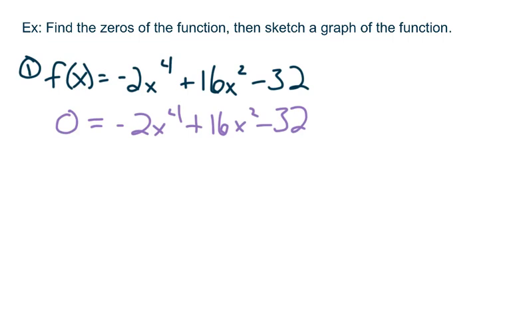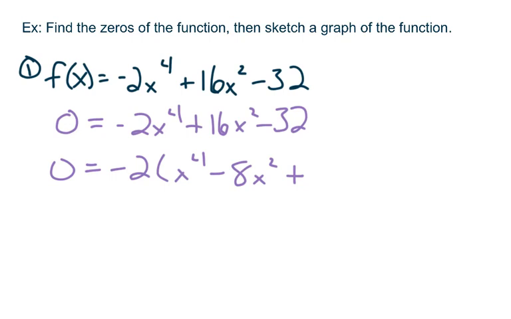The first thing you should always ask yourself is, are they all divisible by something? And when I mean they, I mean these. Are all of these terms divisible by something? They don't all have x's, but 2, 16, and 32 are all divisible by 2. And since the number in front of the biggest exponent is negative, I'm going to divide by negative 2. So negative 2, and take that out. Okay, so that leaves me with x to the 4th minus 8x squared, and then negative divided by negative is positive. 32 divided by 2 is 16.